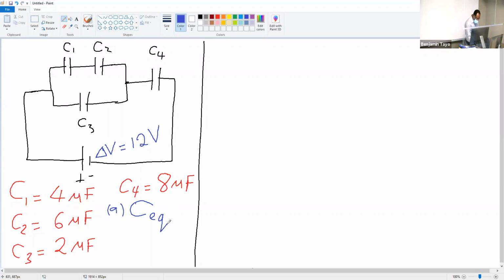And then for part B, we're going to calculate the energy. So I want to calculate the energy stored in the equivalent capacitor. And then finally for part C, we're going to calculate the energy in each capacitor.